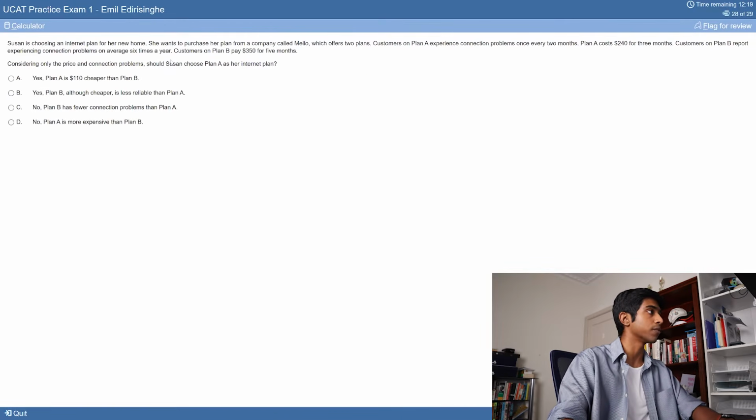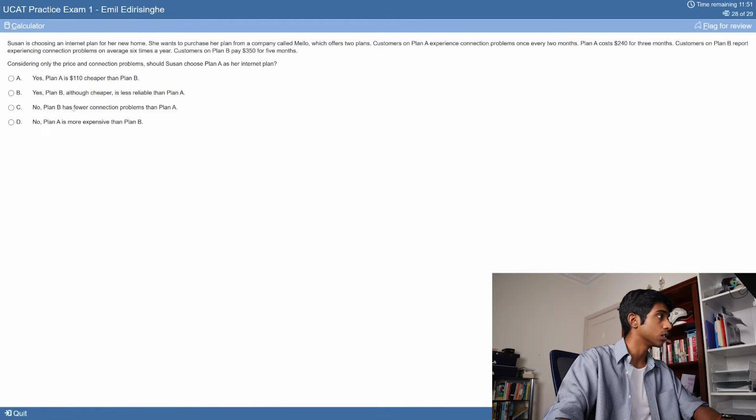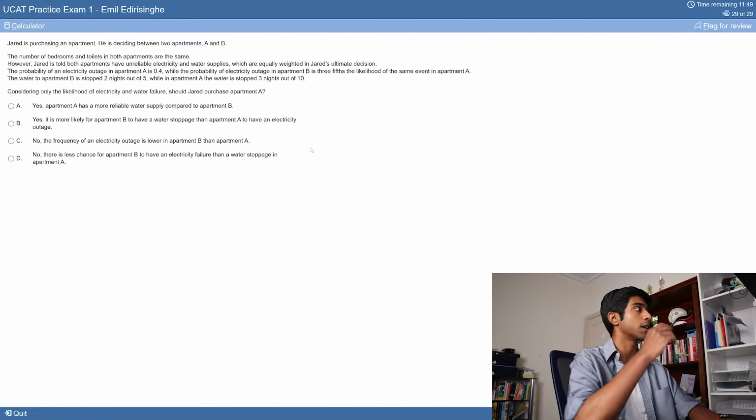So then choosing an internet plan for a new home. She wants to purchase a plan from Mello, who offers 2 plans. Customers on plan A experience connection problems once every 2 months. Plan A costs $240 for 3 months. Plan B customers report experiencing problems 6 times a year. So these interruptions are the same. $350 for 5 months. So we'll just do 350 divided by 5, because that times by 3 is 210. So plan B costs less. So no, plan A is more expensive.